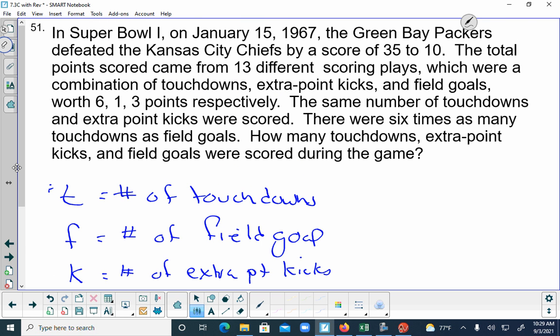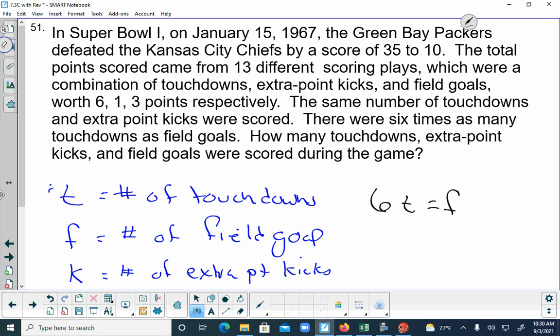There were 6 times as many touchdowns as field goals. What would that equation look like? So you said twice as many? I said 6 times as many. So it'd be 6T and 1/2. Does everyone agree? Yes. No. There's 6 times as many.